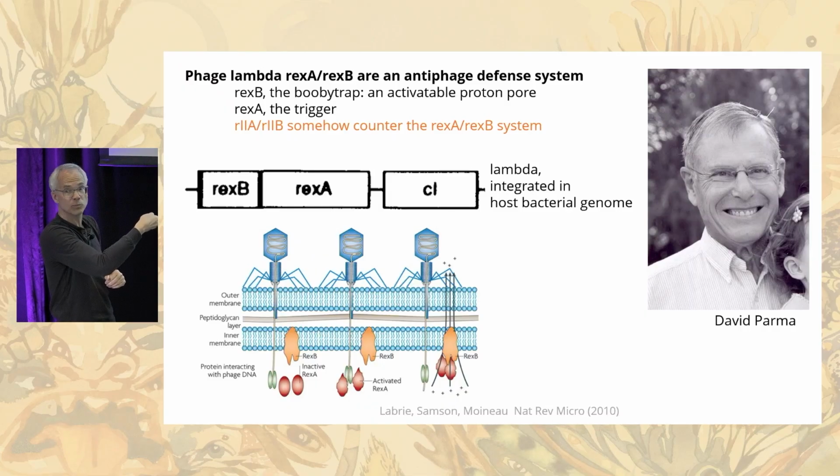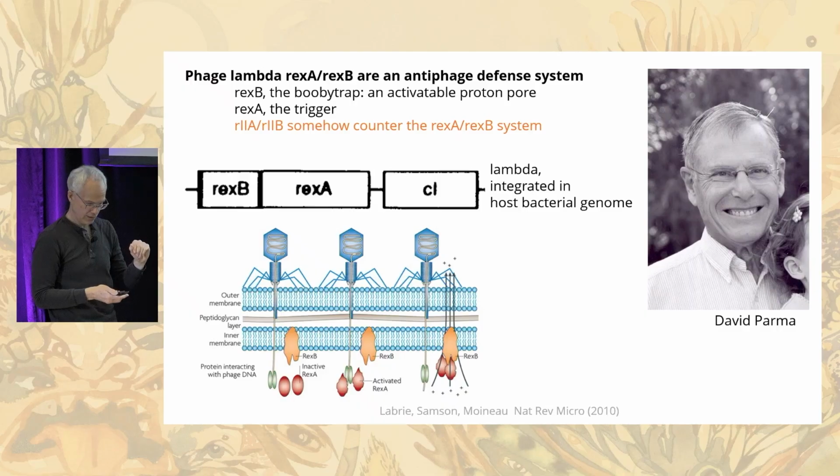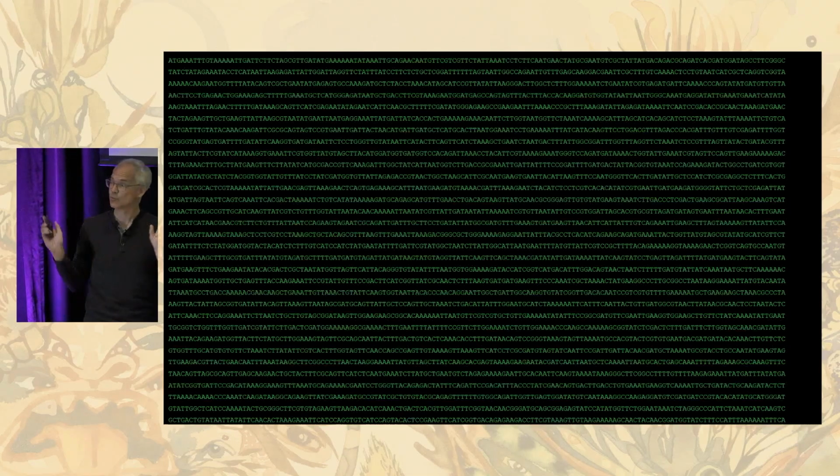These are all shown as molecular biologist blobs. We don't understand how this happens, but somehow REX-A detects the incoming T4, activates the REX-B channel, kills the cell, and somehow that we do not understand, R2A and R2B prevent the bomb from going off. David Parma worked all this out in a paper in 1992, and the field has made very little progress on this since. This is what I look at all day.